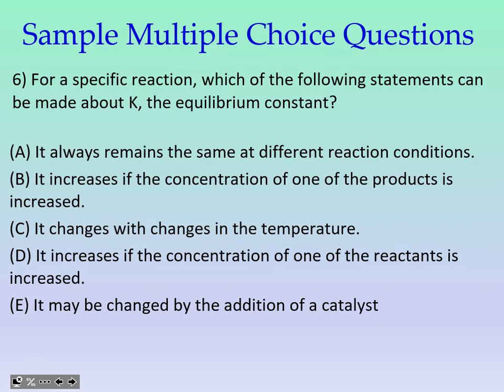Now, hopefully this is an obvious one to you, but I'm putting it up here just in case. For a specific reaction, which of the following statements can be made about K, the equilibrium constant? Yes, the only thing that's going to change K is temperature. It doesn't always remain the same at different conditions because temperature does change it. It increases if the concentration of one of the products is increased. We know that's not true. The only thing that can change K, of course, is temperature. Increased concentration of the reactants is increased, also not going to affect K. May be changed by the addition of a catalyst.